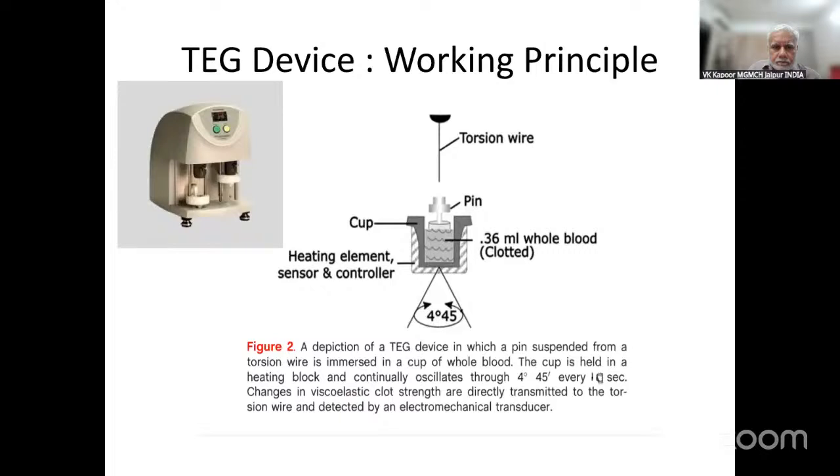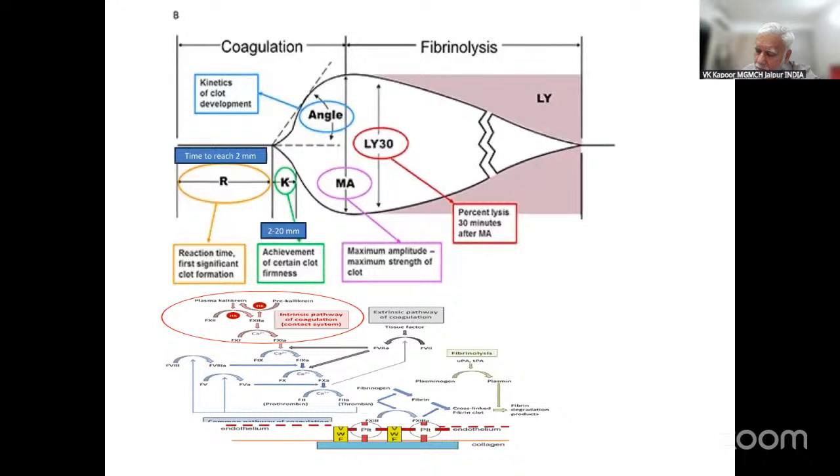So this is the TEG machine. The working principle is very simple. The pin is suspended by a torsion wire into the cup, which rotates at an angle of 4 degrees 45 minutes. As the clotting process starts, the fibrin gets attached to the pin, and there is some motion in the pin which gets detected by the transducer, and we get this type of graph.